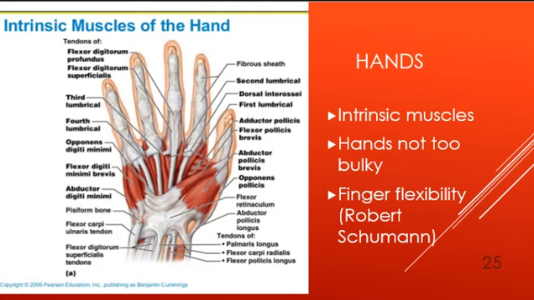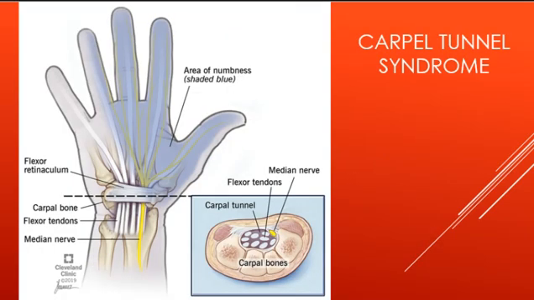Okay, let's talk about our intrinsic hand muscles now. Remember, the hands are not too bulky because we have so much power coming from outside of our hands. And I want to talk a little bit about finger flexibility. If you put your hand down flat and you lift up your fingers, you can lift up your pointer finger, your middle finger, but this ring finger can't come quite as far. And it has to do with the tendon for the muscle only running about up to here versus all the way to the end, right here. Let me show it to you here, okay? And we're going to see our carpal tunnel syndrome.